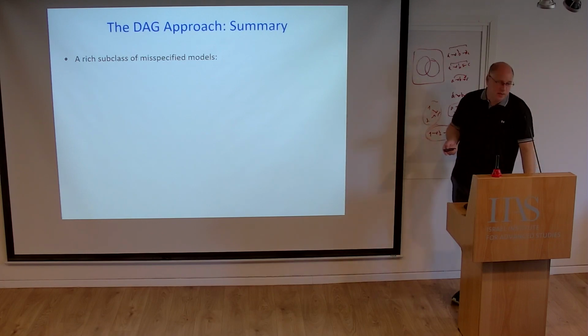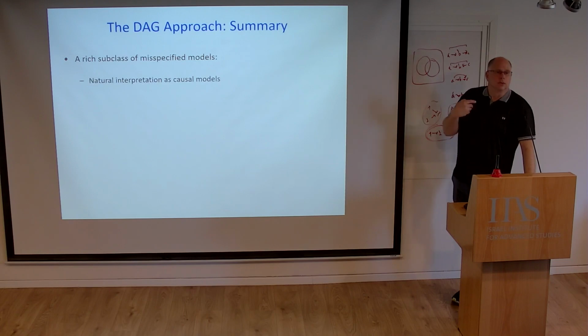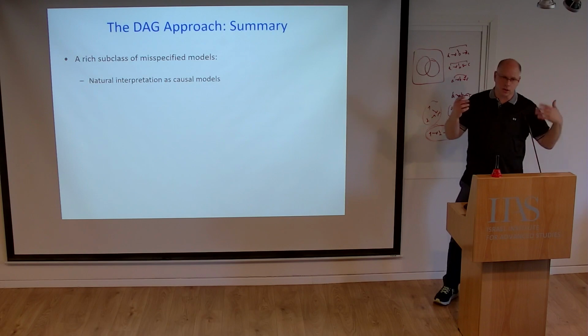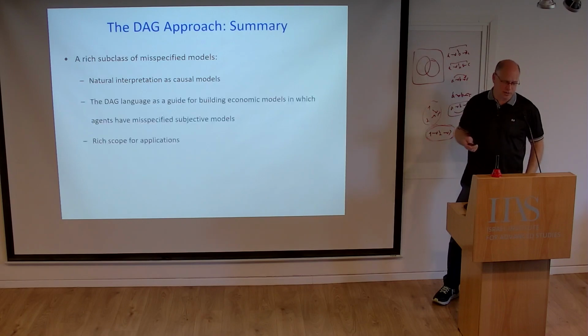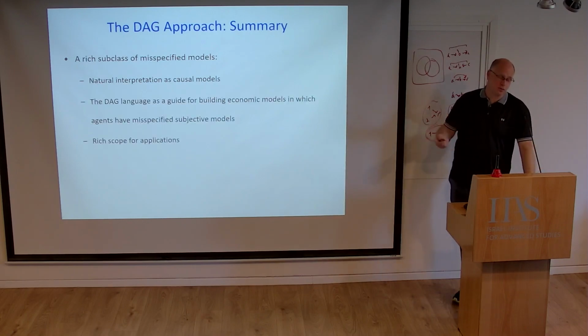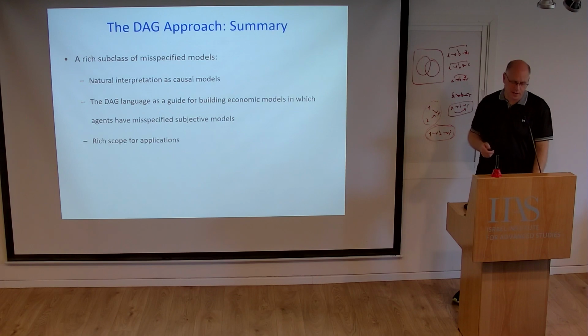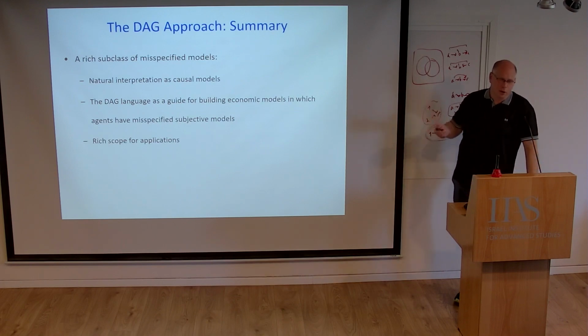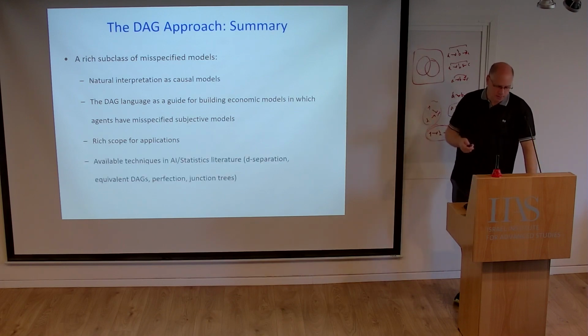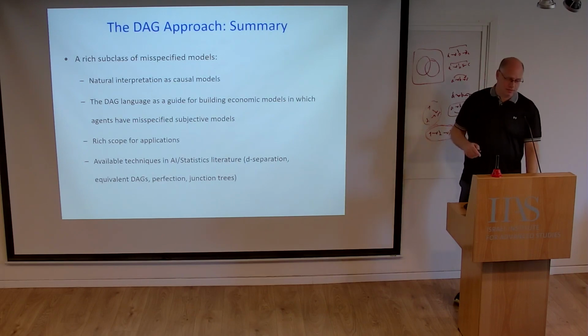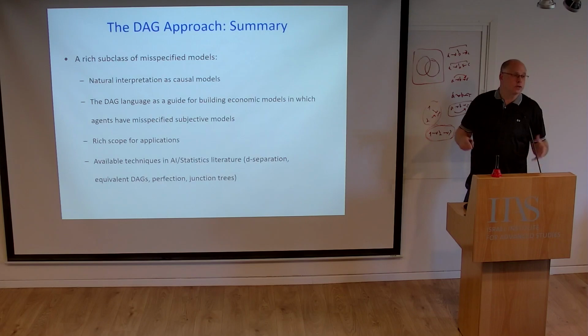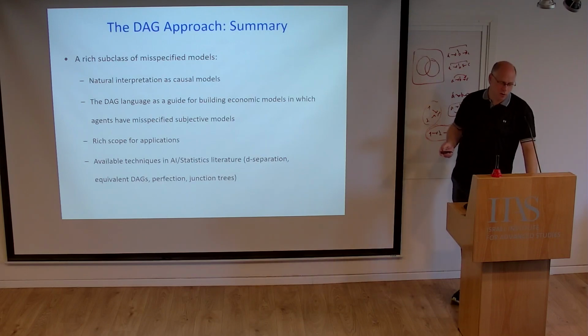It's a rich class of misspecified models. You don't have to interpret them causally, but they have a natural interpretation as causal models, and a lot of the psychological intuitions that go into writing such a model are based on some notion of causal misperception. So it's a guide for building economic models where agents have misspecified subjective models. There are lots of applications that you can have in mind. I'll mention a few later on. You can rely on available techniques from this literature to answer more general questions about classes of models.